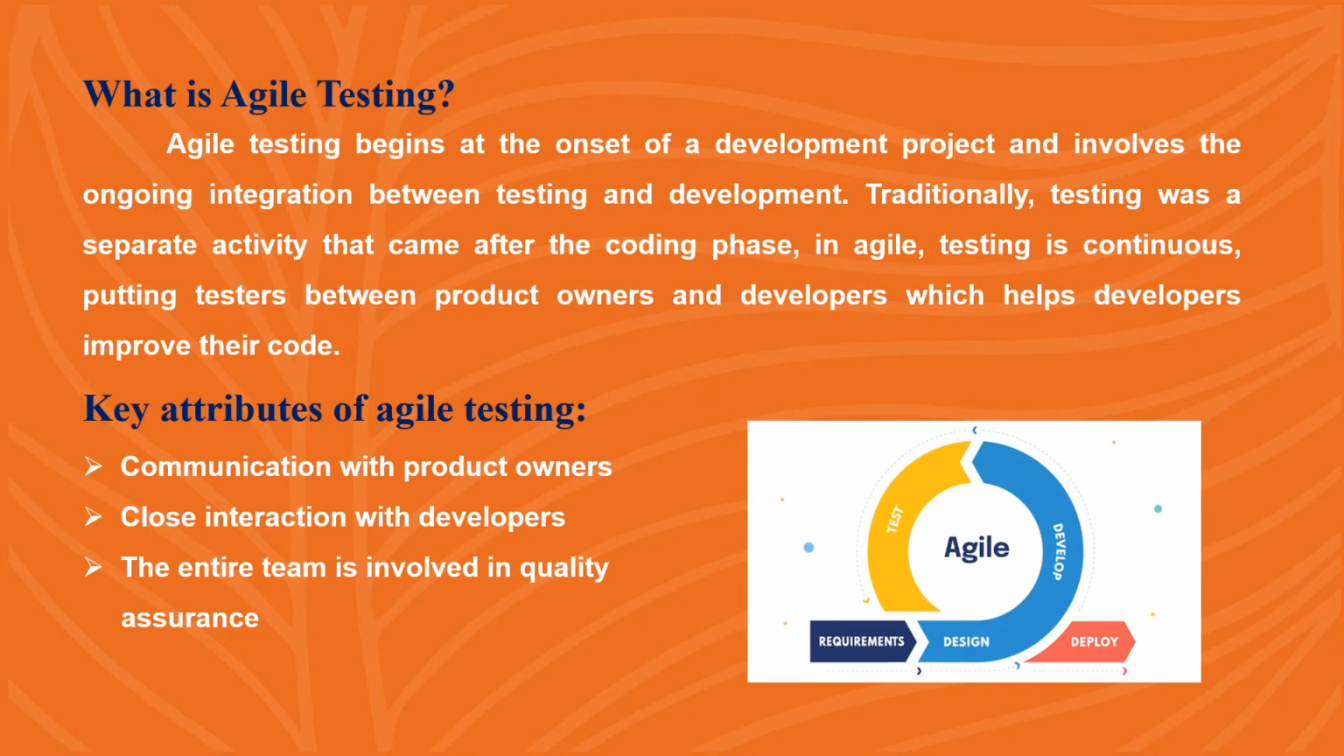First of all, we'll discuss what is Agile testing. It refers to a software testing practice that follows different principles of Agile software development. Agile testing means testing a software for defects or any other issues quickly and also giving quick feedback for better and faster development of the project. The key attributes of Agile testing are communicating frequently with the product owner as well as the developer, and the whole team is involved in the testing process.